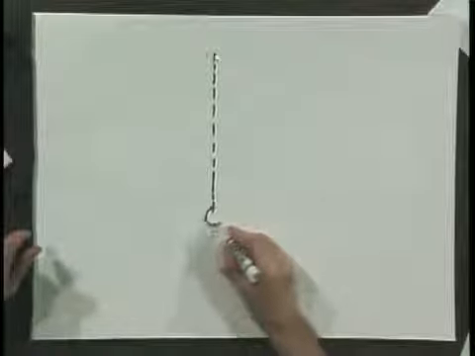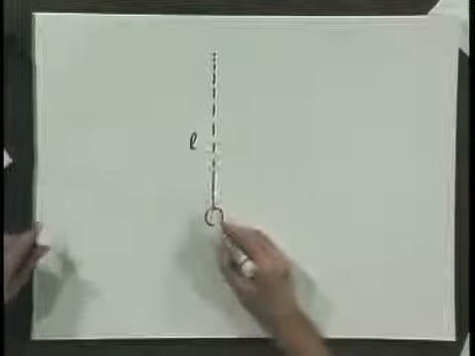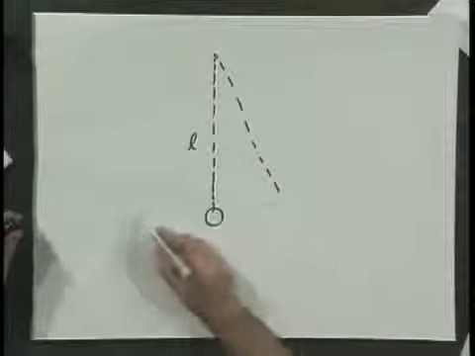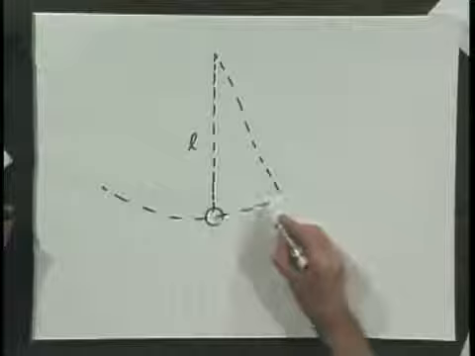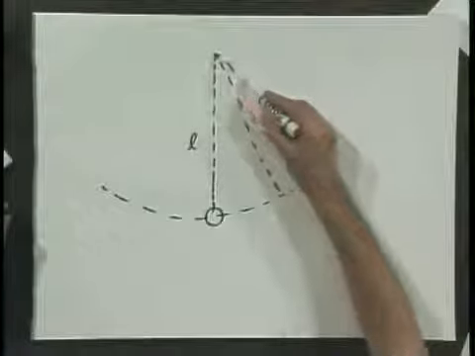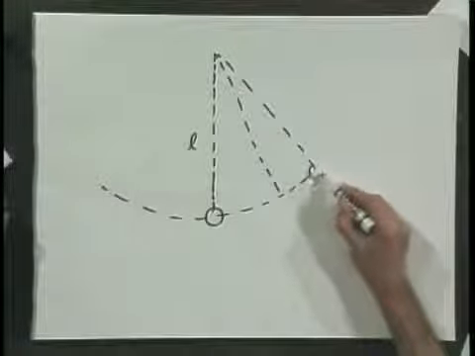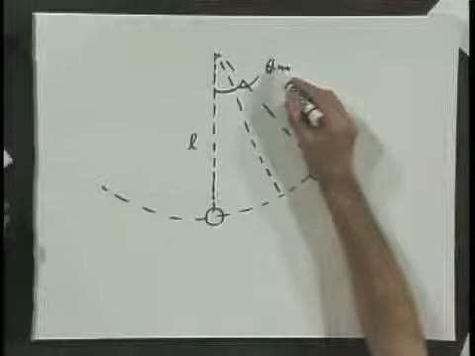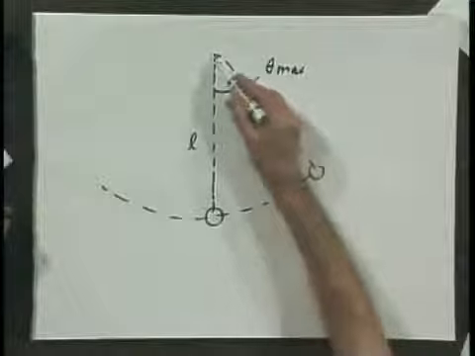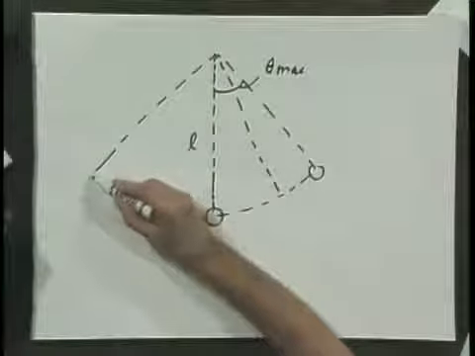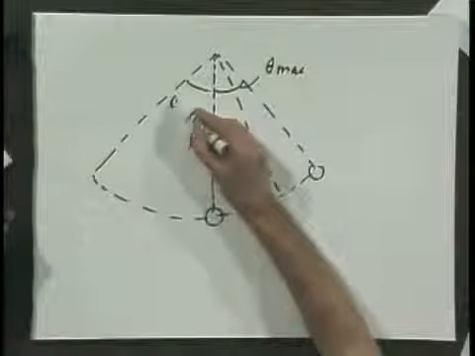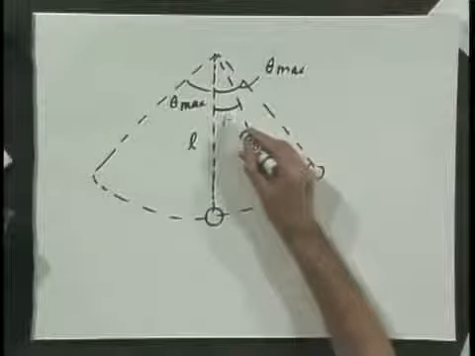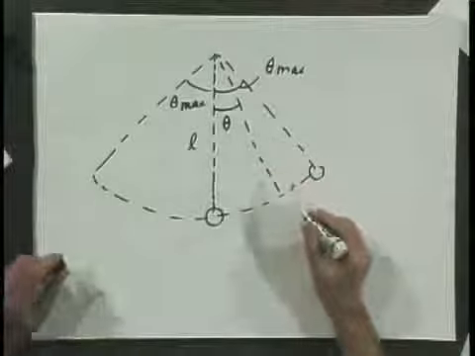A pendulum which has a length L and the object has mass m, and we are swinging it around. This is the maximum possible angle. I'll call this theta maximum. On the other side, of course, there's also a theta maximum. I assume there is no damping. And let this angle here be theta.